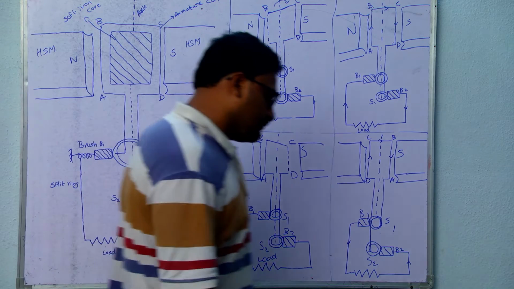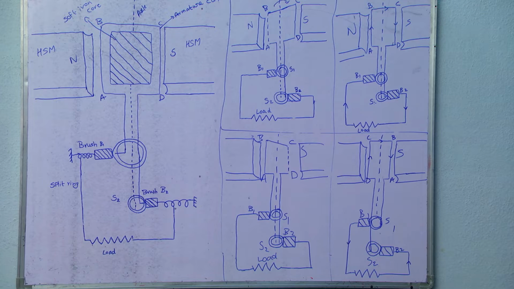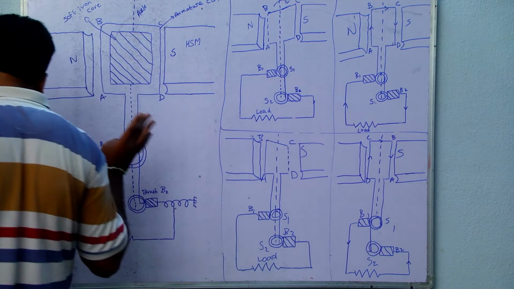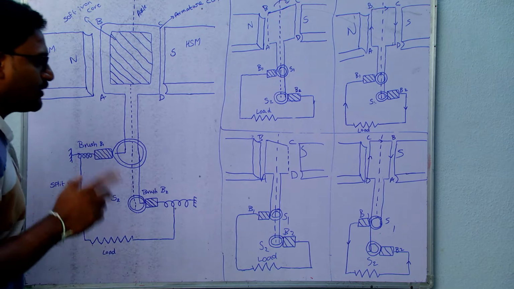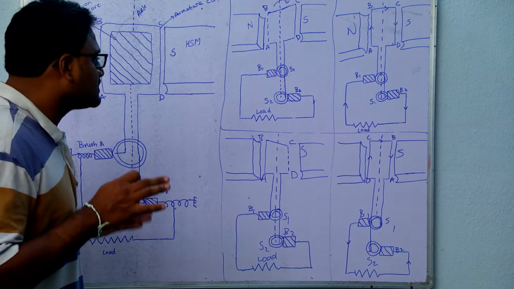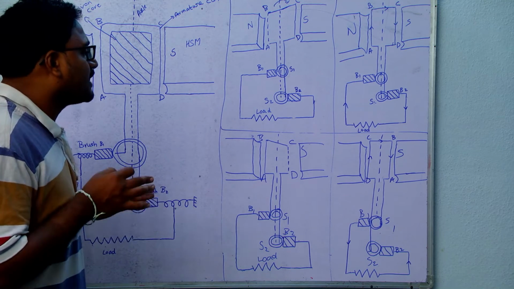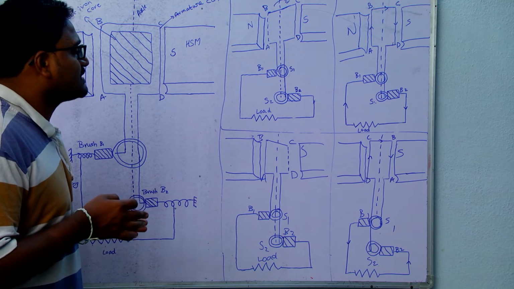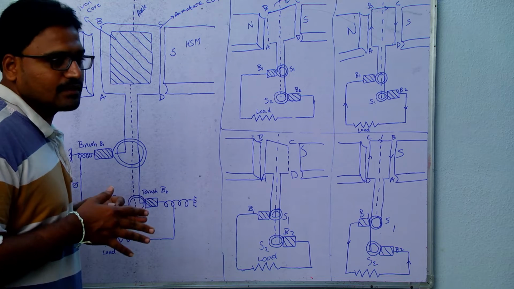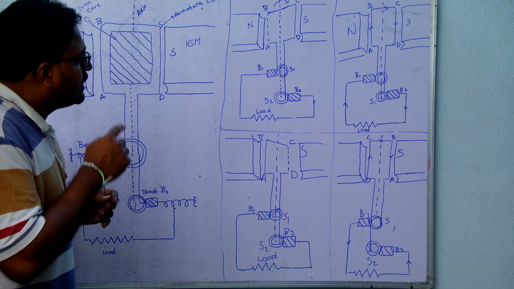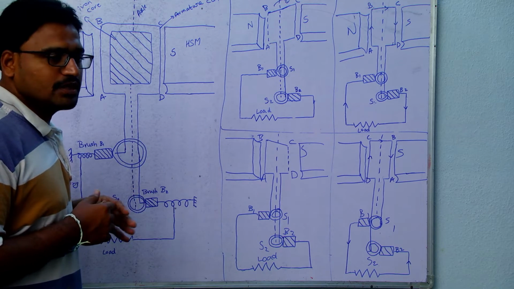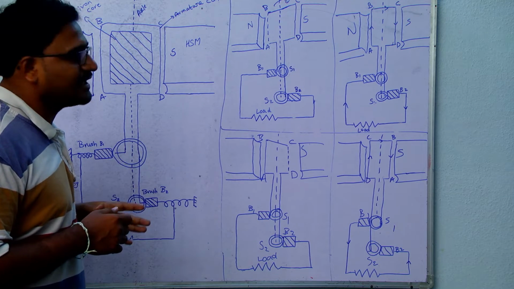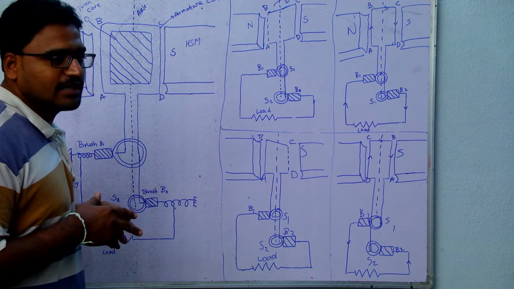So before starting the working of the AC generator, there are two points we have to remember: electromagnetic induction and Fleming's right hand rule. Electromagnetic induction is the concept that when a conductor is moved in a magnetic field, an EMF is induced across the ends of the conductor or coil. If the coil is closed, current flows through the coil. And second, Fleming's right hand rule, to get the direction of the current.